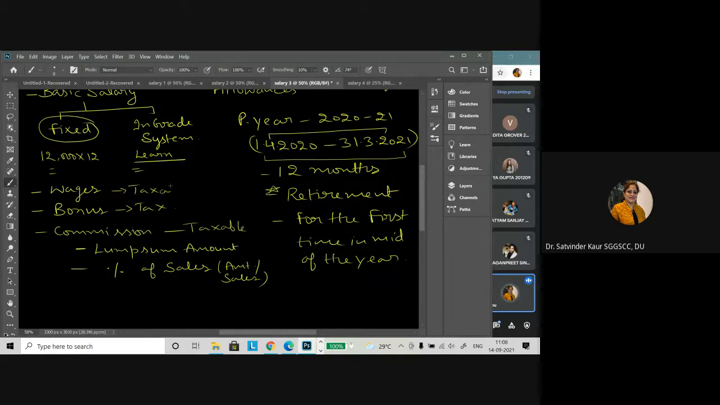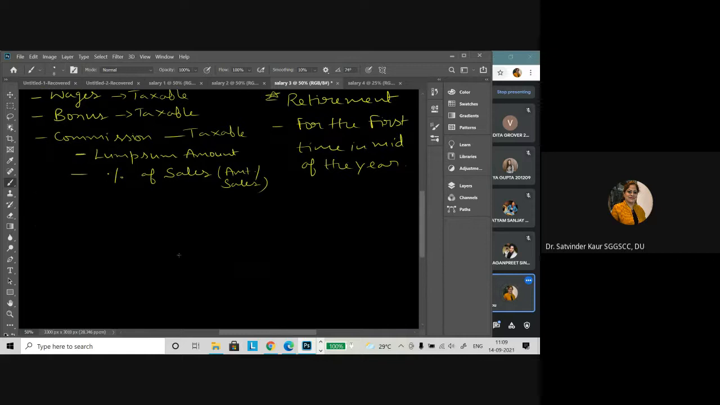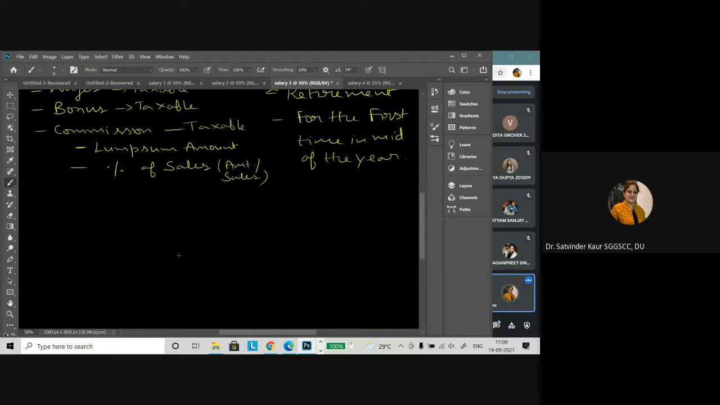So you have to remember this thing, that if the amount is received in the form of wages, bonus, commission, it is going to be fully taxable. Then, if we talk about the profit, nowadays we see that whenever a person joins a job, he might be offered some share of the profit as well.